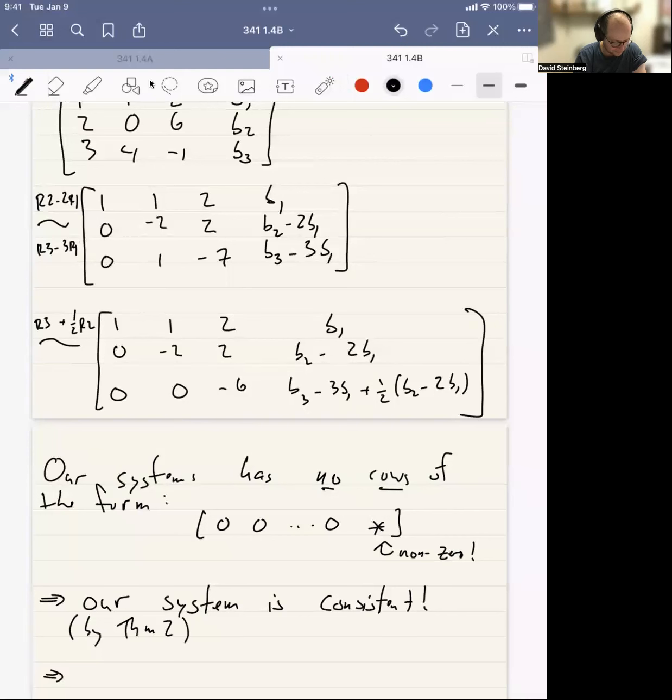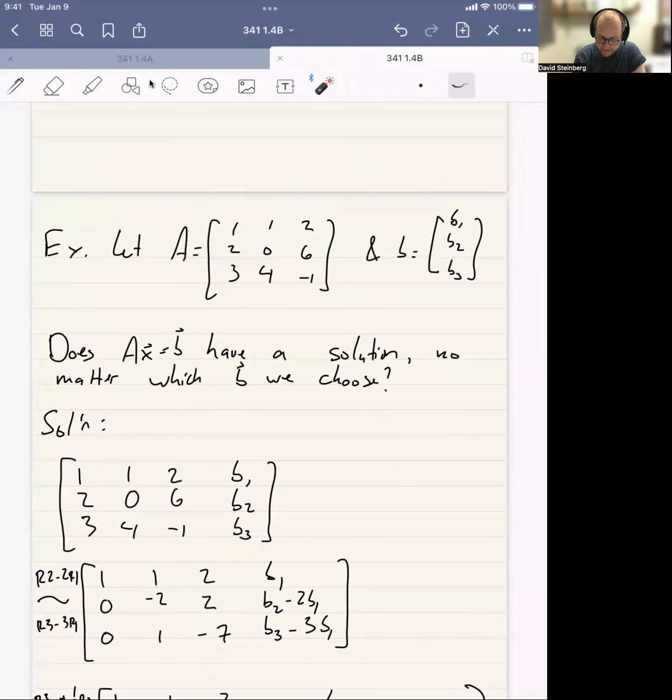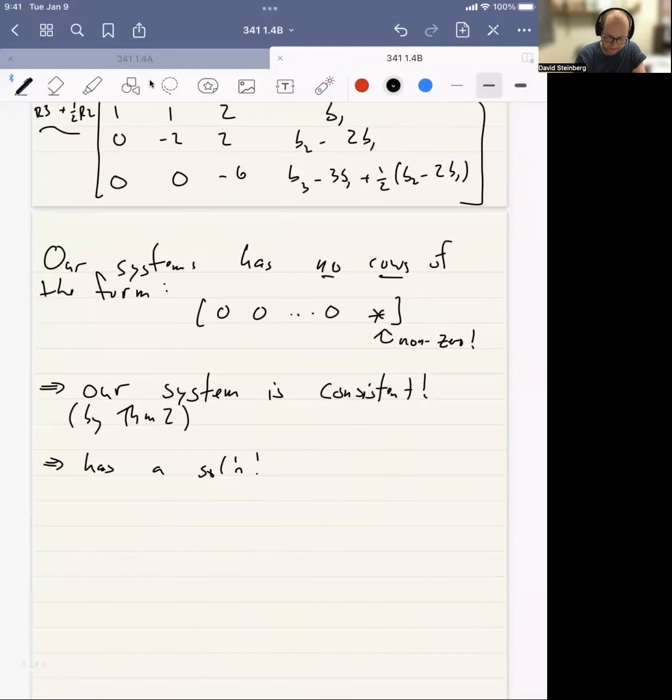If it's consistent, it means it has some solution. Which is actually kind of cool, because it means we showed that this equation has a solution no matter which B we choose, which is not always going to be the case. In fact, if you want to see an example where this no longer holds, see Example 3 in Section 1.4 of the text.